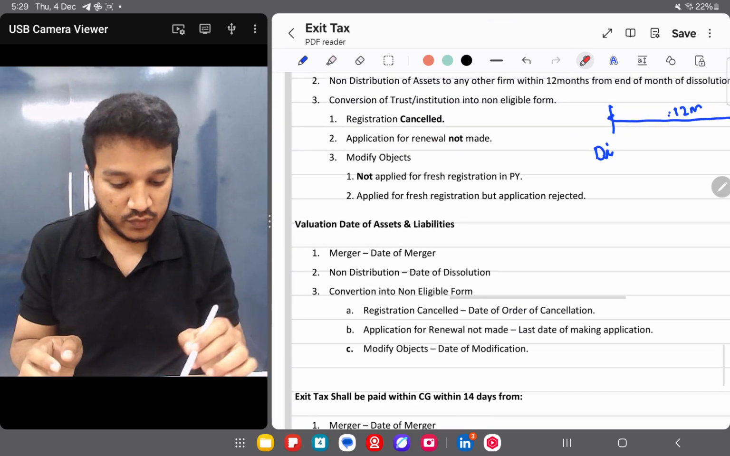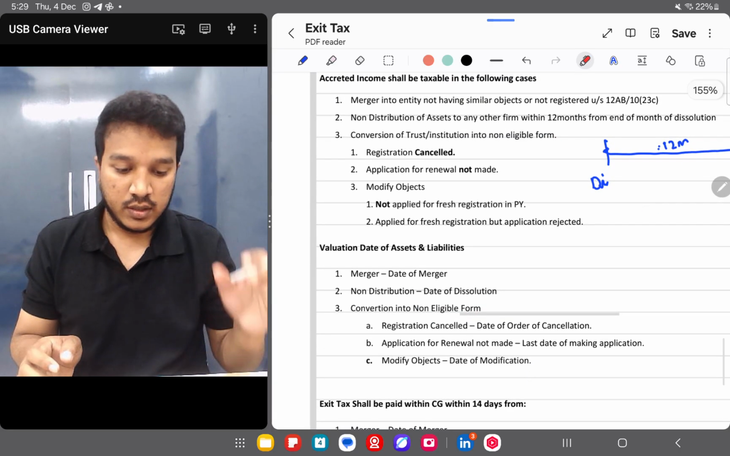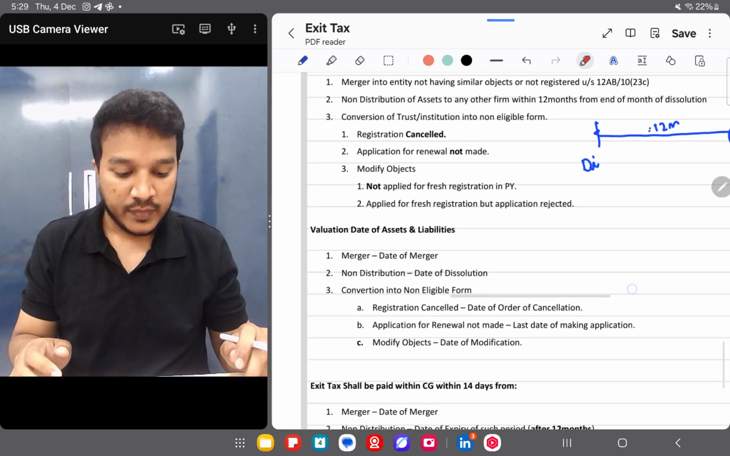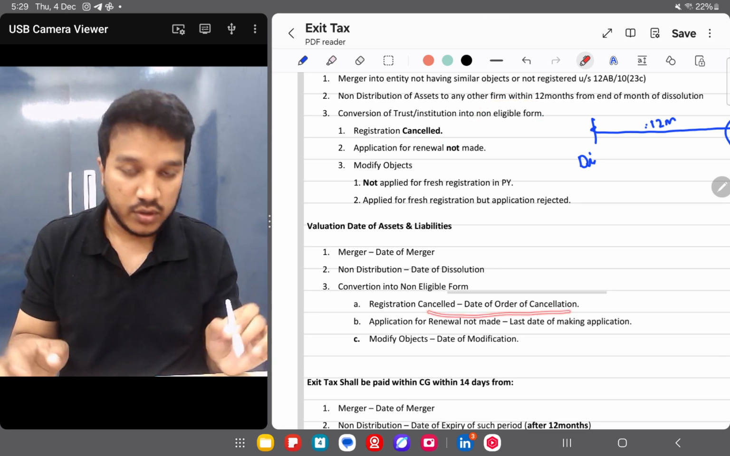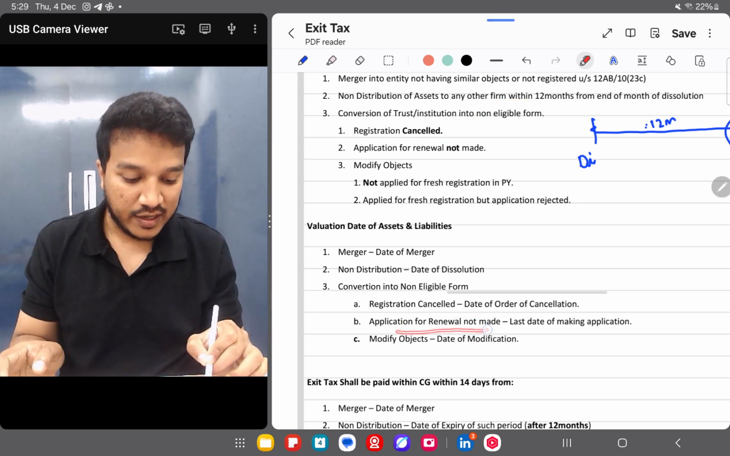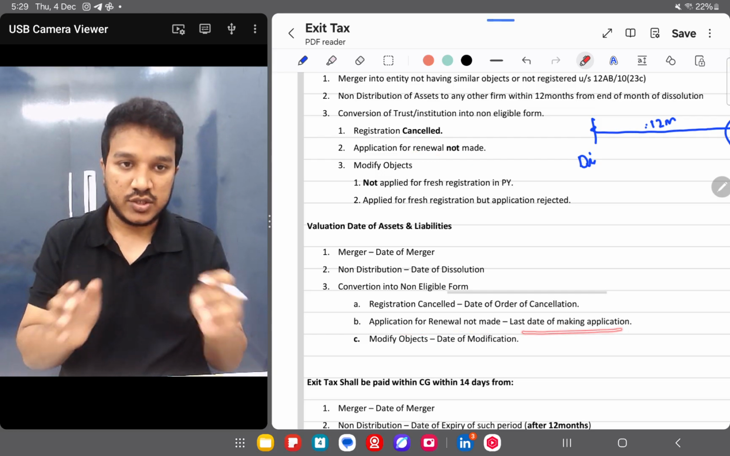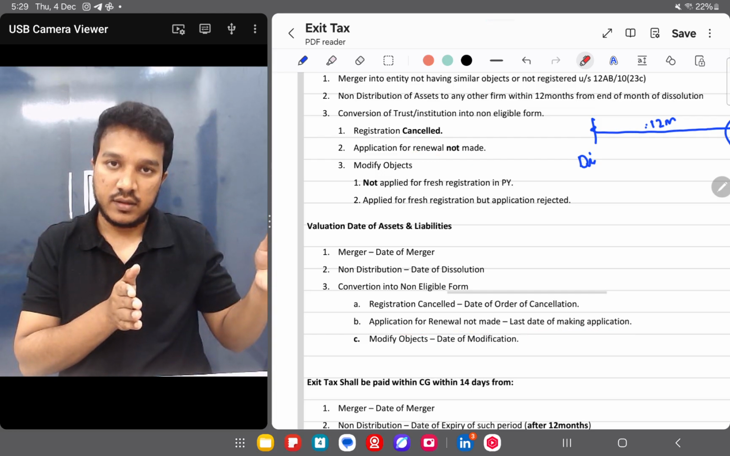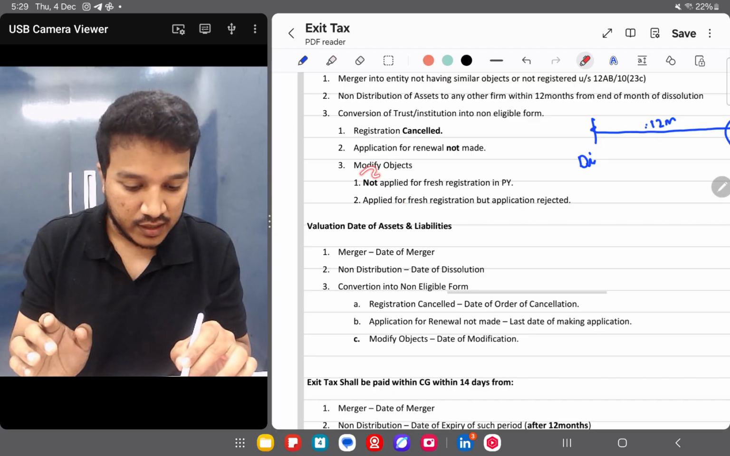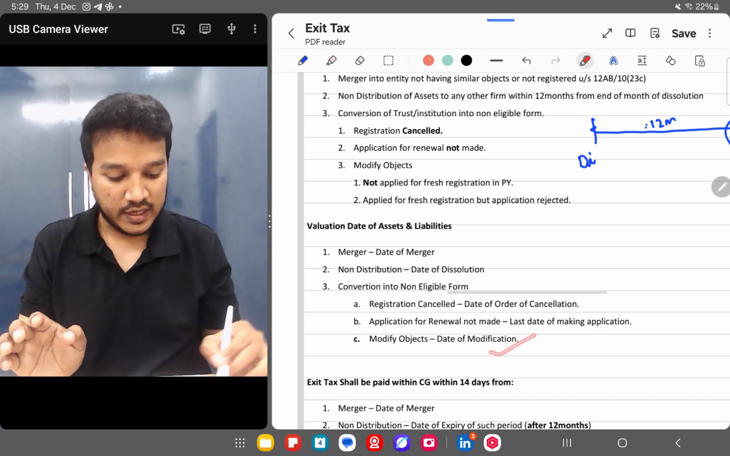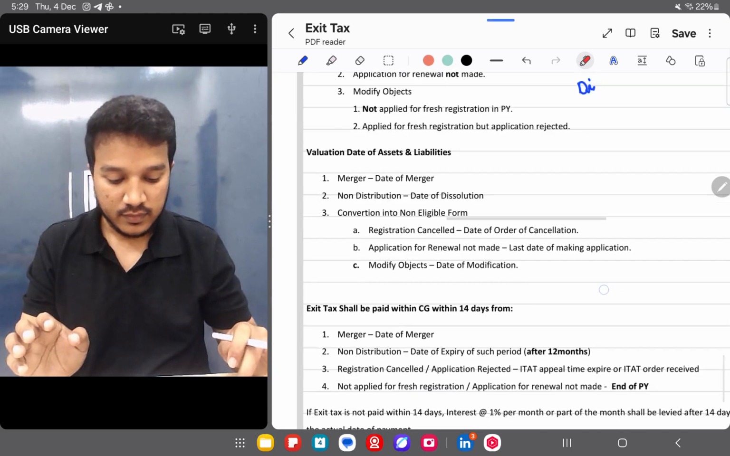And then the third case is what? Non-eligible form. Here also we read about non-eligible form. That is how the notes are framed. It's easy. If registration got cancelled, then the date of order of cancellation. Okay? Application for renewal not made. If the application for renewal itself is not made, then the last date of making application. You will see what is the last date for making renewal, and that day you will calculate the fair market value. And if objects are modified, then the date of modification. Done.